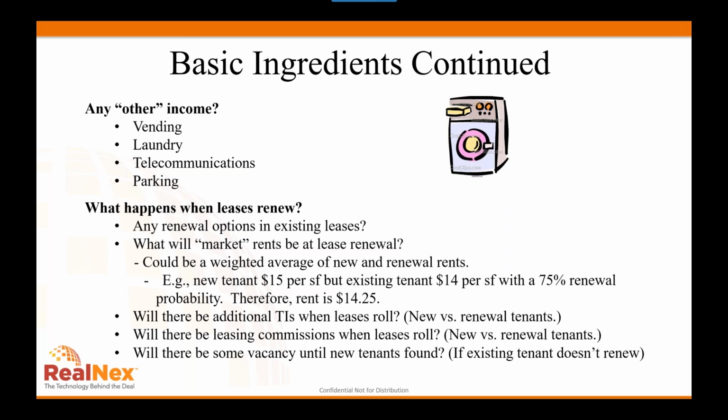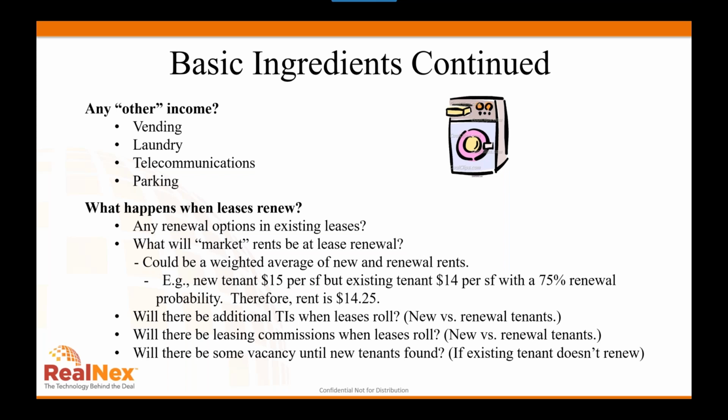There are different ways that tends to be done in programs and spreadsheets. A lot of times it's thought of as a weighted average of what might be paid on new tenants, if a new tenant comes in and leases that space, versus a renewal of an existing tenant. For example, a new tenant might be paying $15 per square foot, but an existing tenant, if they'll renew their lease, you might only be charging them $14 per square foot.